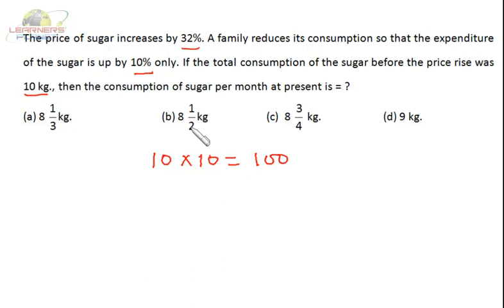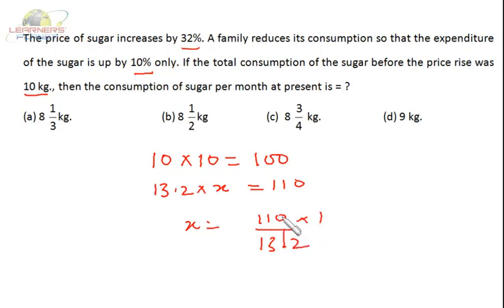Now price is increasing by 32%. That means the new price is 13.2. We have to find out the new consumption, and the new budget is 110. So X, that is the new consumption, is 110 by 13.2. So the new consumption is 25 by 3. Since the consumption over here is 10 kilogram, even we have assumed 10 kilogram, so the new consumption is 25 by 3. We can directly look in the option, that is 1 by 3 kilogram. I hope you are clear.